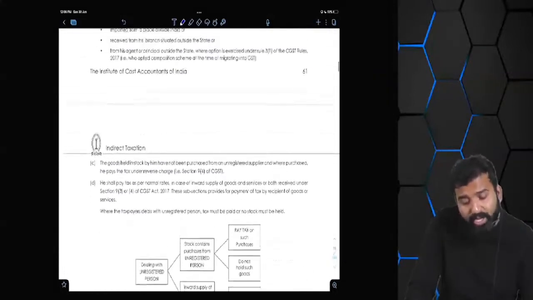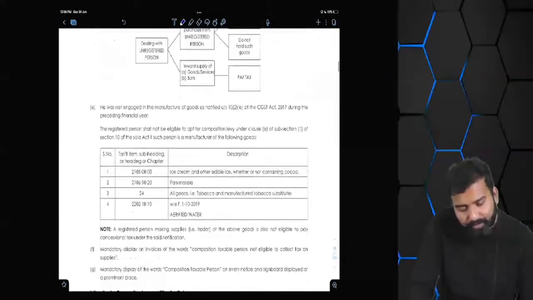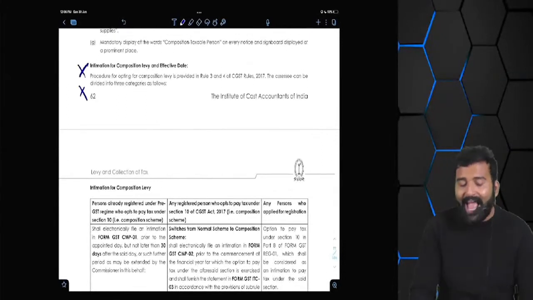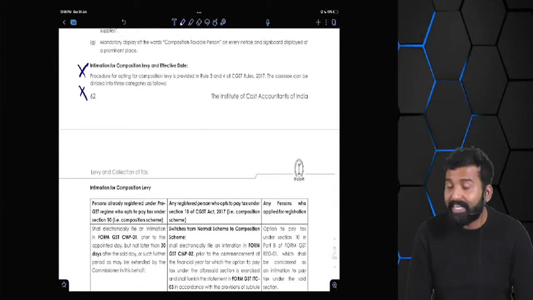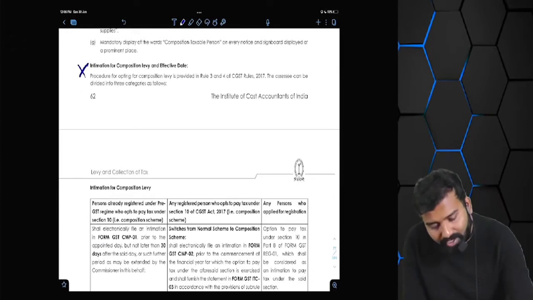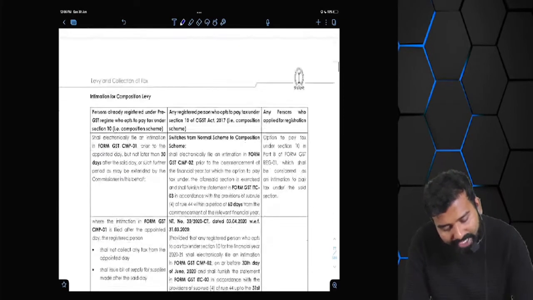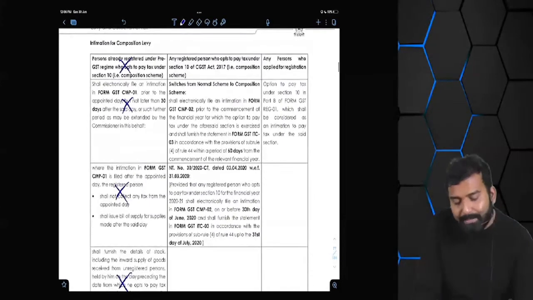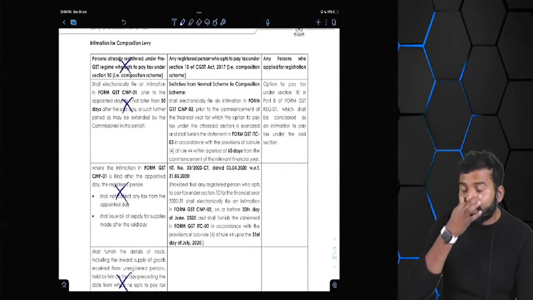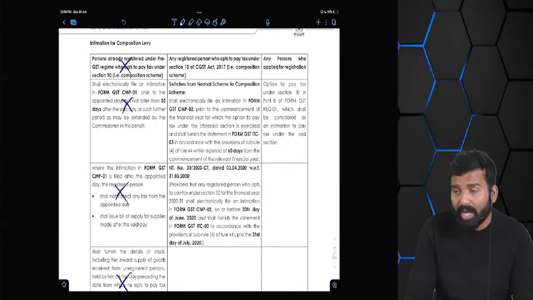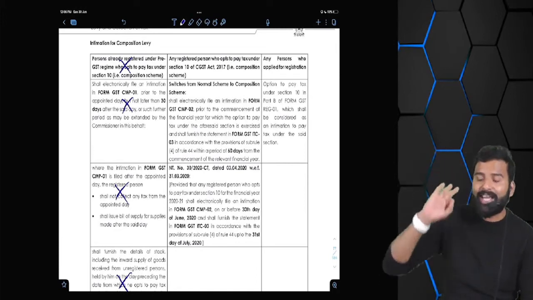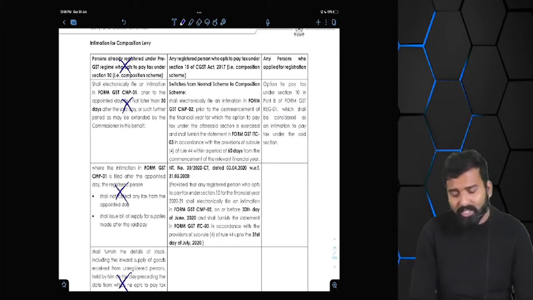Now, what you don't have to read. First of all, you don't have to read this. Why? Actually, this provision is applicable only for 1st July. So you don't have to read this part. You don't have to read this part. CMP 01, why? Because this form was applicable for 1st July. So we don't have to read this now because this form is actually applicable for 1st July 2017. Now this is not relevant.